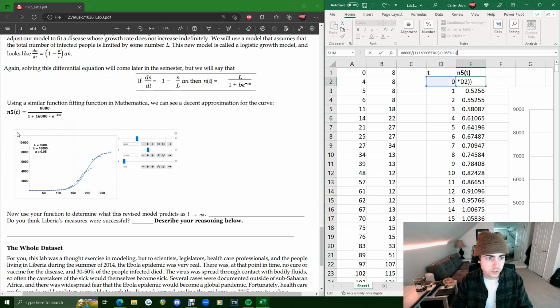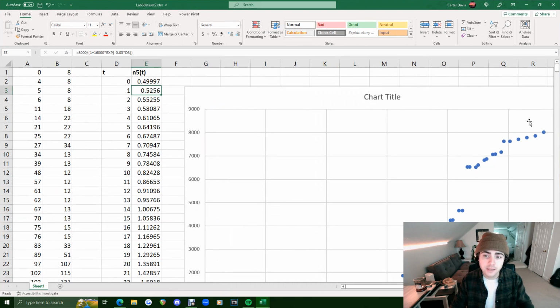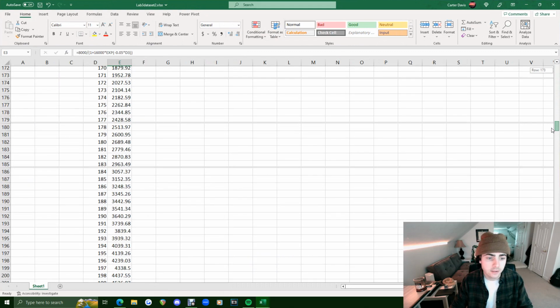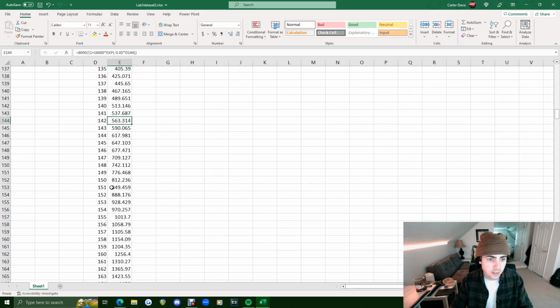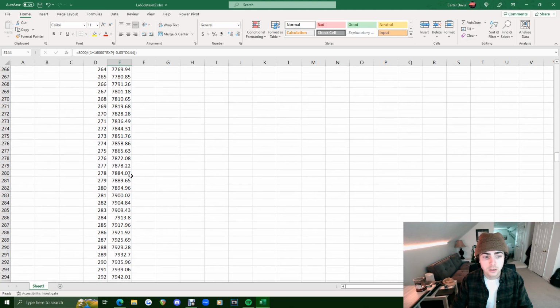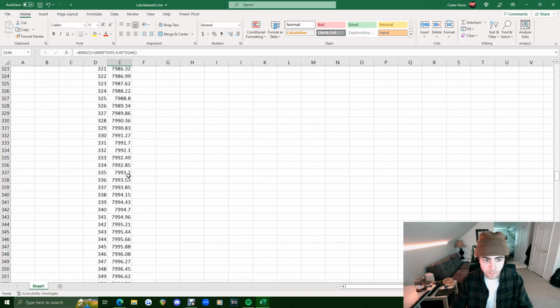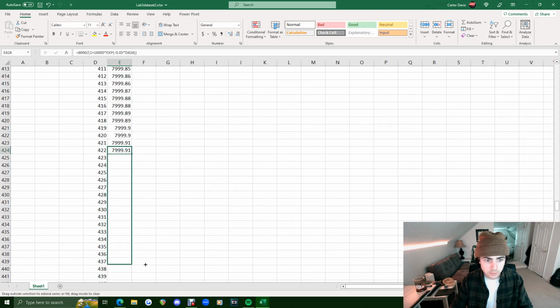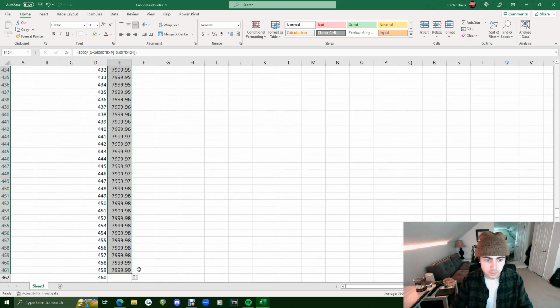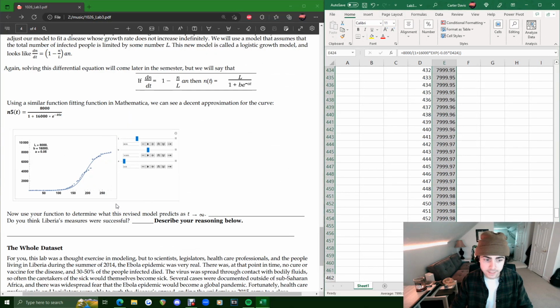Looking up here, here's the function, here's this function. You can see everything here. All right, hit enter, and we drag this down. Basically they're asking, as the t values get infinitely large, what's happening to the n values? So we scroll down, looking at this column here, right? Getting larger and larger. They're sitting at 7,800, 7,900, going up, and you see they start to level off at just about 8,000, right? So that's the idea.